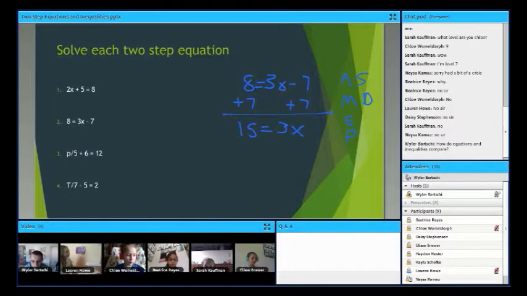Now I got a one-step equation. You guys have solved lots of those. So just going to divide by 3. And I get x equals 5.